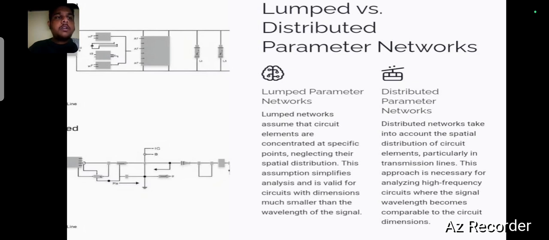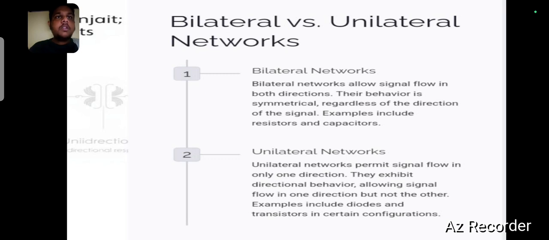Distributed parameter networks take into account the spatial distribution of the circuit elements, particularly in transmission lines. This approach is necessary for analyzing high frequency circuits where the signal wavelength becomes comparable to the circuit dimensions.